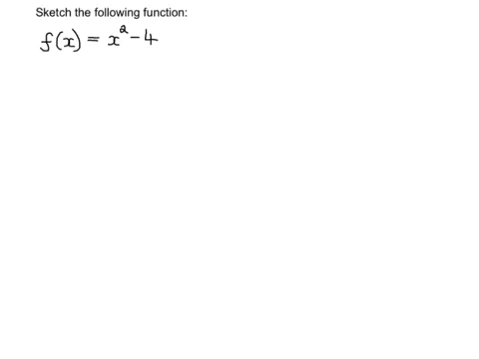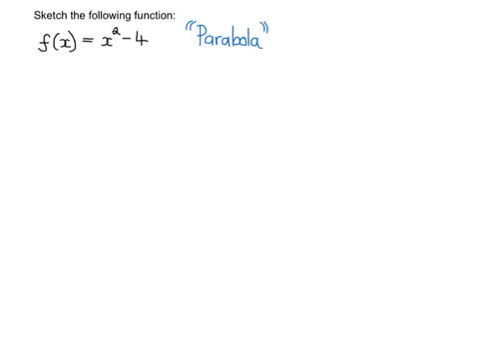Alright, so we asked to sketch the following function: f of x is equal to x squared minus 4. And just a quick observation, this particular function, we look at the variable x there, it's to the power of 2. So that x squared, the fact that the variable is to the power of 2, means that we're dealing with a function known as a parabola. Now, to sketch this particular function, we're going to start by using the most basic intuitive approach, which is to create a table.